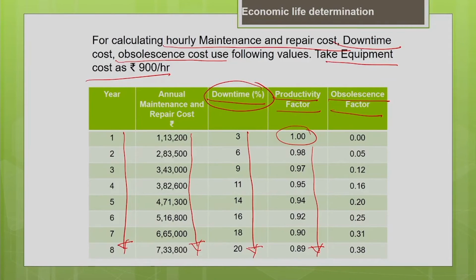These obsolescence factors are available from the literature for different types of equipment, and you can see that with increase in age, your obsolescence factor is increasing. For the first year it is 0, which means your machine is not obsolete. By the end of the second year you can see there is some percentage of obsolescence, and your obsolescence factor increases with the age of the machine. It's clearly evident. You can get this data from the literature for different types of equipment. This we are going to use in the estimation of obsolescence cost.